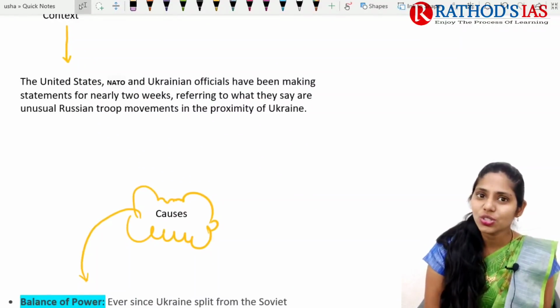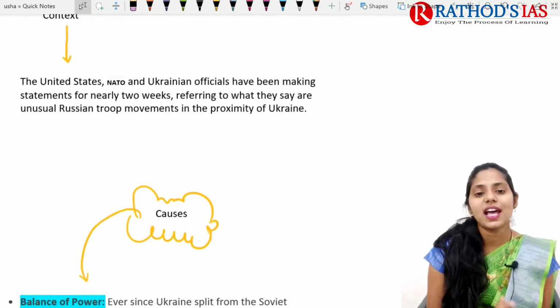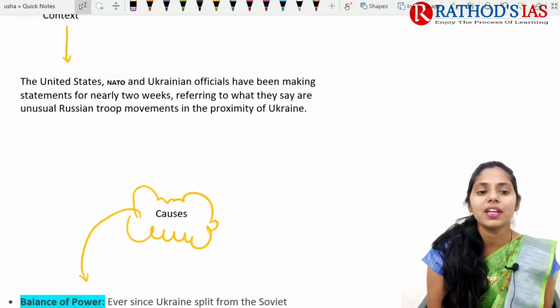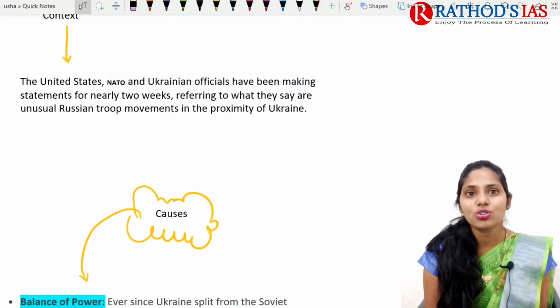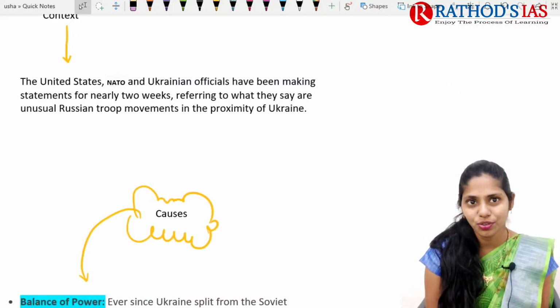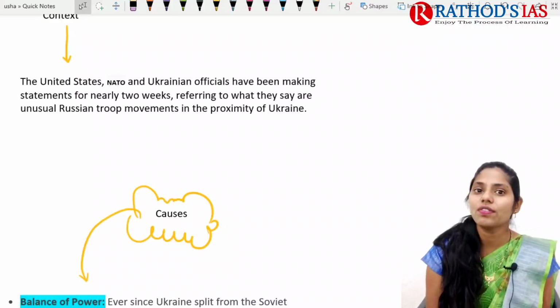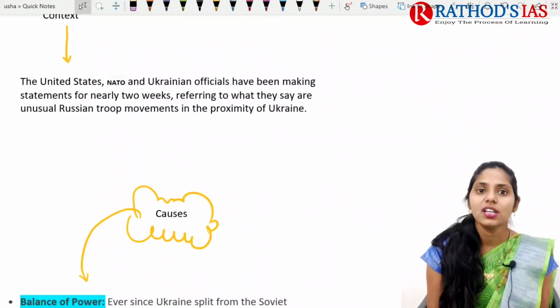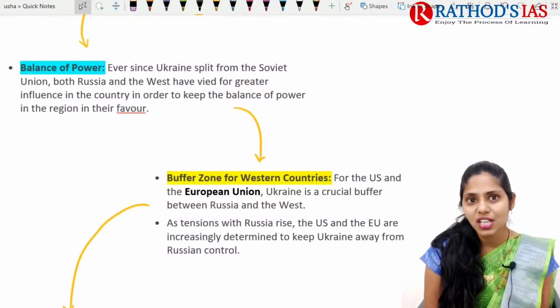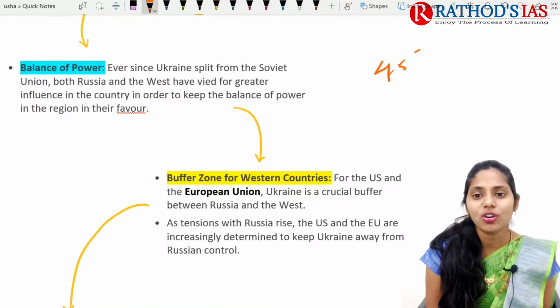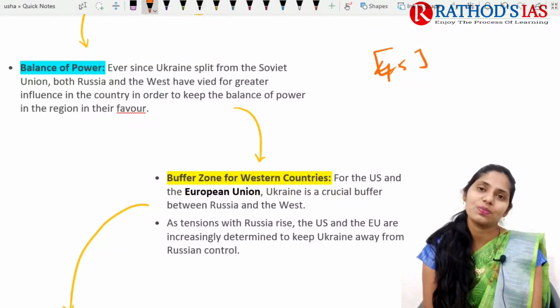So what is the issue here? Recently the US, NATO forces and Ukraine officials have been making statements regarding unusual troop movement in the proximity of Ukraine. There is an increase of Russian troops across the Ukrainian border. If we are talking about causes, I will list four or five causes that are very important, so please make a note.